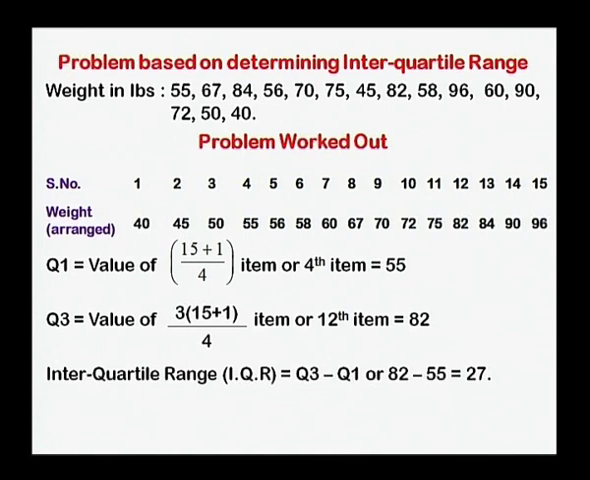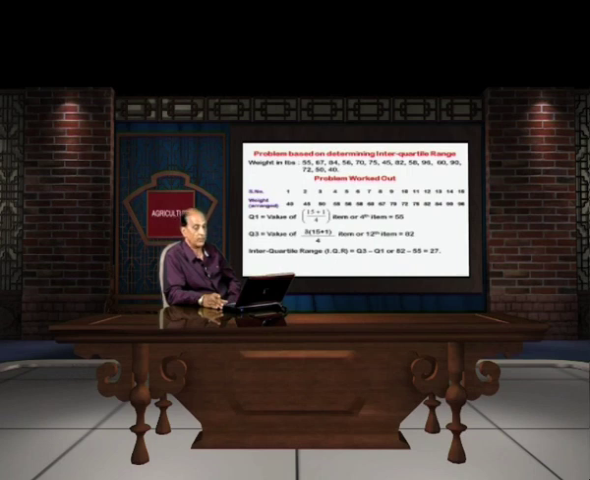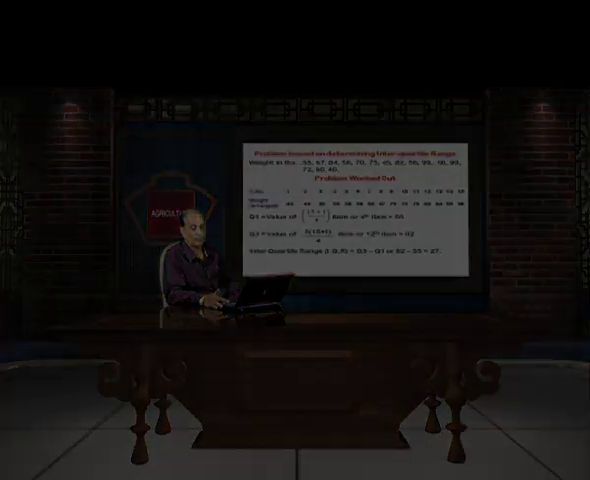So, the interquartile range is equal to Q3 minus Q1, that is equal to 82 minus 55, that is equal to 27. Now, in this problem we have calculated Q1 and Q3, and we have also found the difference, that is 82 minus 55, equal to 27. So, 27 is the range of dispersion or scatteredness of the weights given in this problem.